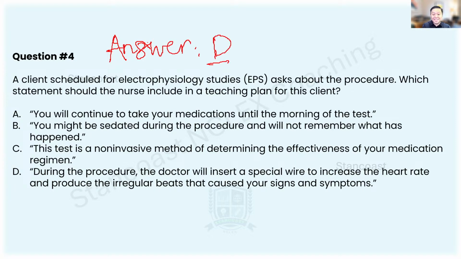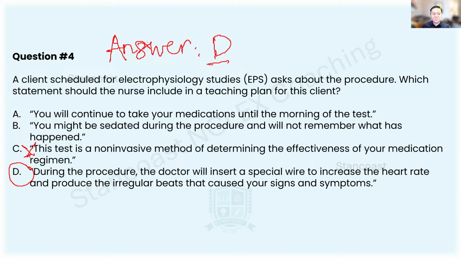Letter D. Because the procedure itself, right here, involves inserting a wire into the blood vessel in order to induce the dysrhythmias for diagnostic purposes. If you had answered letter C, this test is a non-invasive method of determining, well, it involves insertion of a wire, so it's going to be invasive. So you're going to eliminate that one.